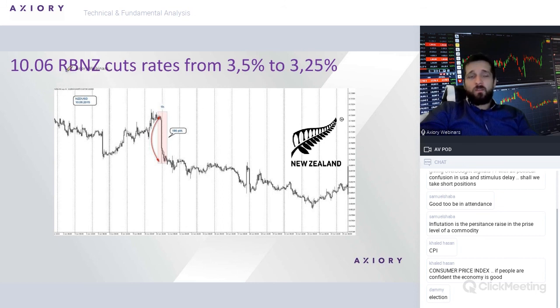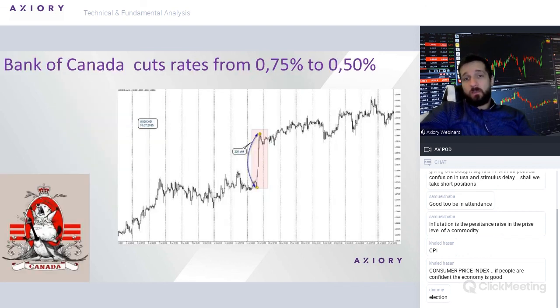Another example from the Reserve Bank of New Zealand, which cut rates from 3.5 to 3.25. Long time ago. Now interest rates are super low, and you can see this initial decision was a shock for the market. It wasn't expected, and then you can easily trade, you can sell here, profit, profit, profit. Big fundamental news, guys, big fundamental news.